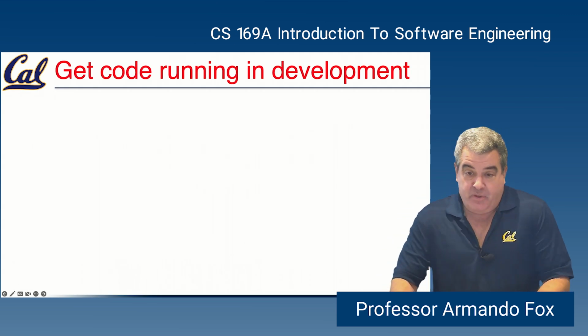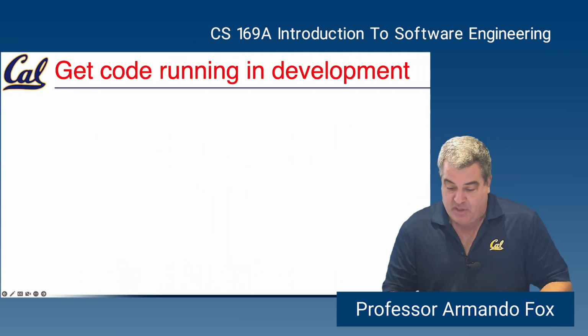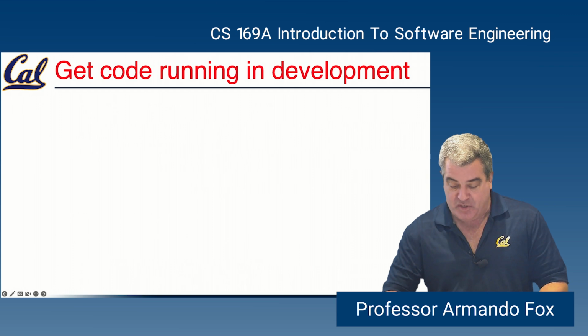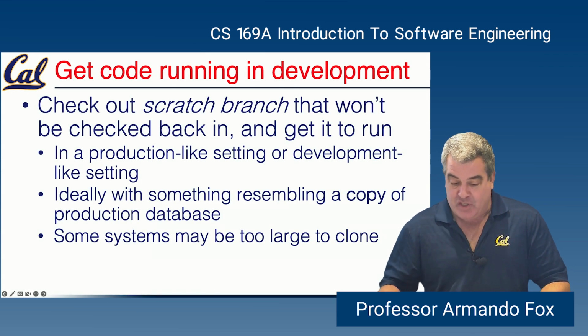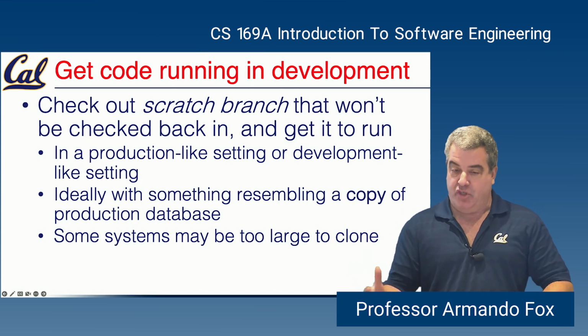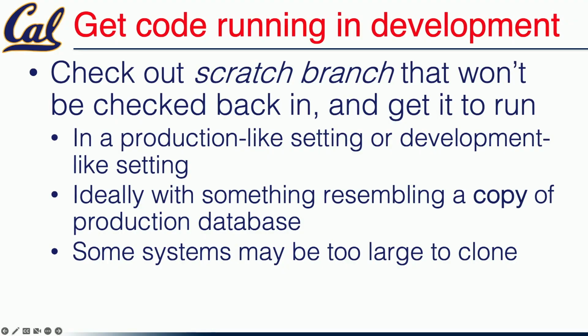Well, the first thing you've got to do is get the code running. And we've seen that with software as a service, there are various ways to do that. But a great strategy, because you know how to use version control and you're comfortable with Git, is to check out a scratch branch that will never be checked back in. So this is a branch whose sole job is to do what you have to do to get the code running. You might have to make little changes here and there. You might have to change some config files in order to get it to run in your environment.